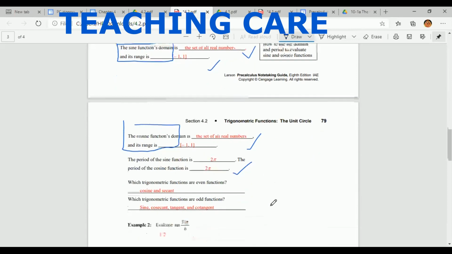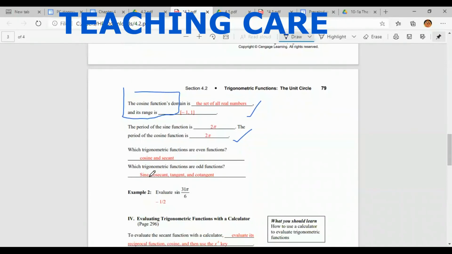And which trigonometric functions are even functions? Cosine and secant will be even functions. That means f of negative x will be equal to f of x. Otherwise, f of negative x equal to negative f of x will become odd functions. Got it, George? So what are the odd functions? Sine, cosecant, tangent, and cotangent will be odd functions.